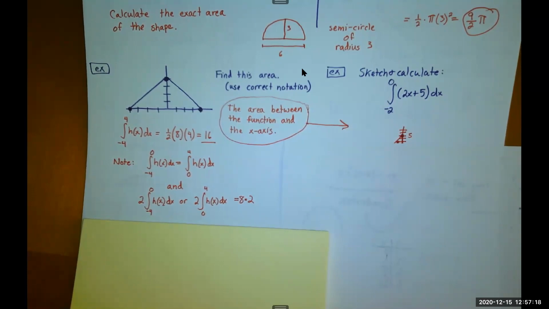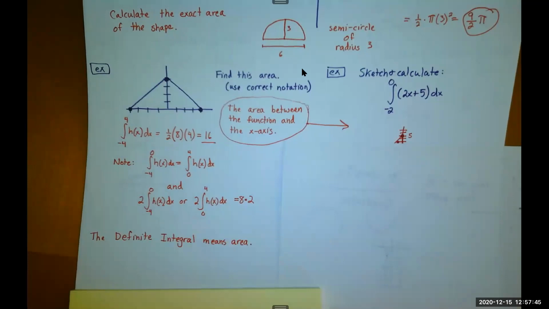Something else I'll point out. We could alternately do 2 times the area, or 2 times the definite integral from -4 to 0 of h of x dx, or 2 times the area from 0 to 4 of whatever the function is with respect to x. And in both cases, get the same area as before. And you may have noticed that I was using the definite integral and area interchangeably.